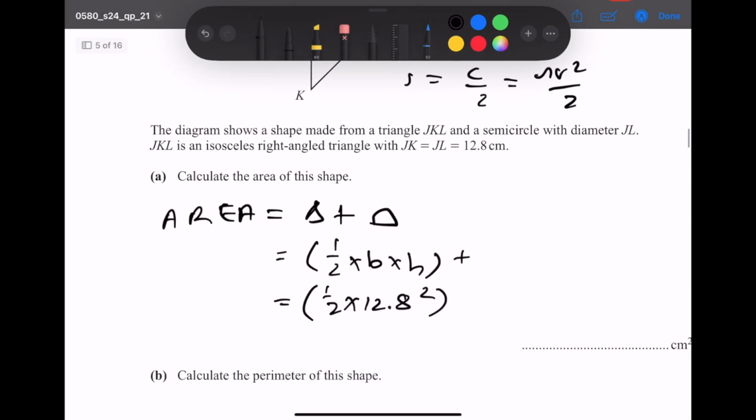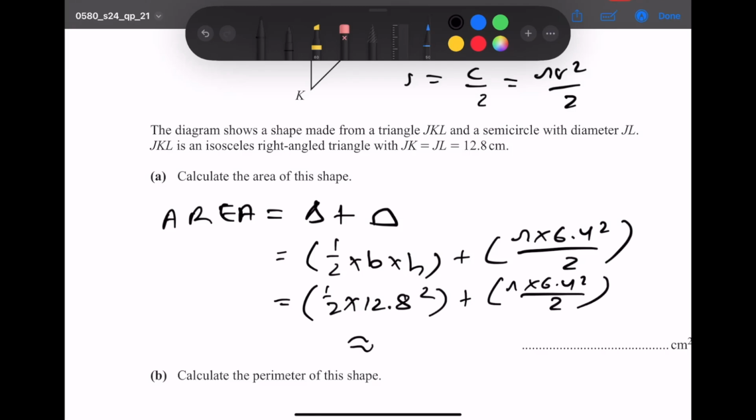So the area is equal to pi times 6.4 squared divided by 2. And this answer rounds up to 146.